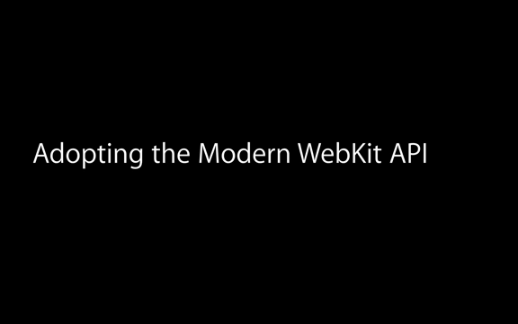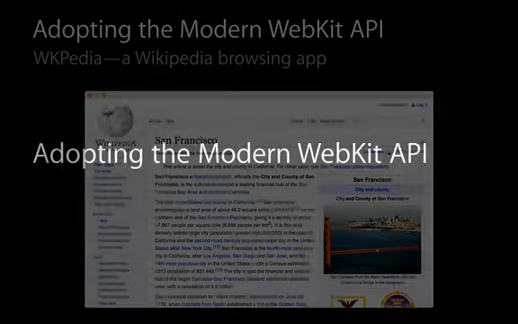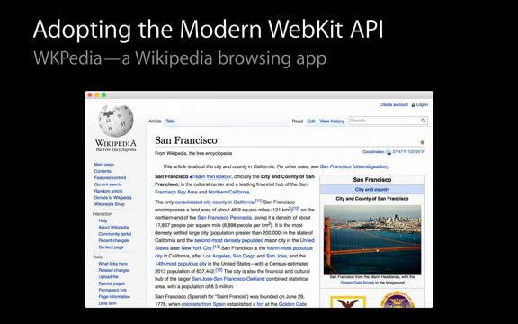So let's talk about how to adopt the modern WebKit API. Beth and I are both huge Wikipedia fans. We love reading Wikipedia. We read it all the time. And so we figured it would be a kind of cool idea to write a dedicated Wikipedia browser app using the modern API. This is what it looks like. It's called Wkipedia. Now, if you think this is just a WKWebView inside an NSWindow, you're absolutely right. But don't worry, we're going to add some more features to it.